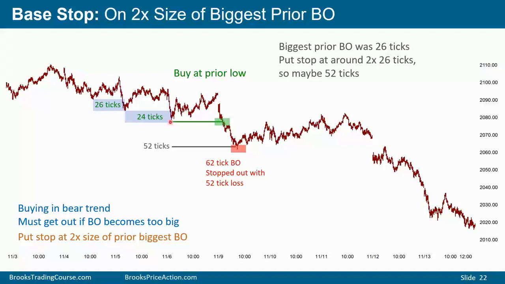Here, this breakout was 62 ticks below that low. You always have to have a reason to get out. And as long as the reason is reasonable, it makes sense, then it's okay to take the loss. You can always buy on the reversal up, like I said.